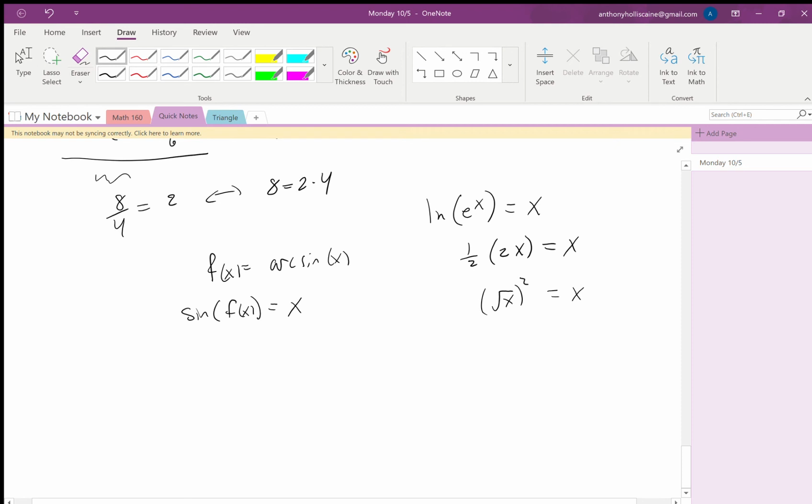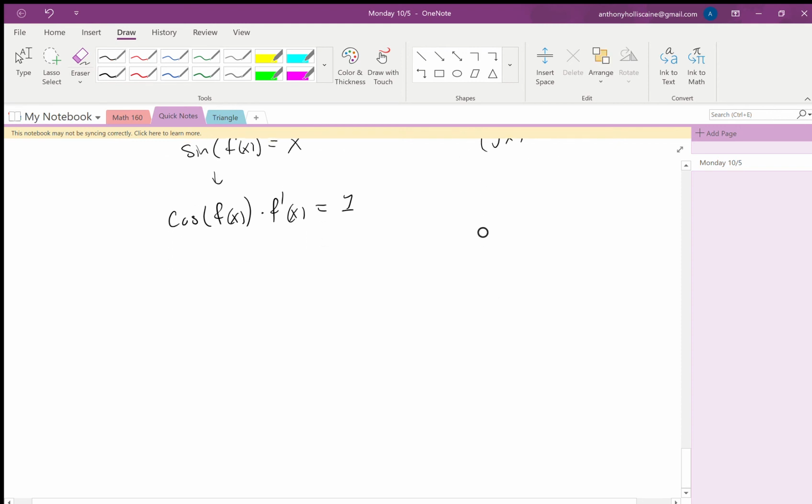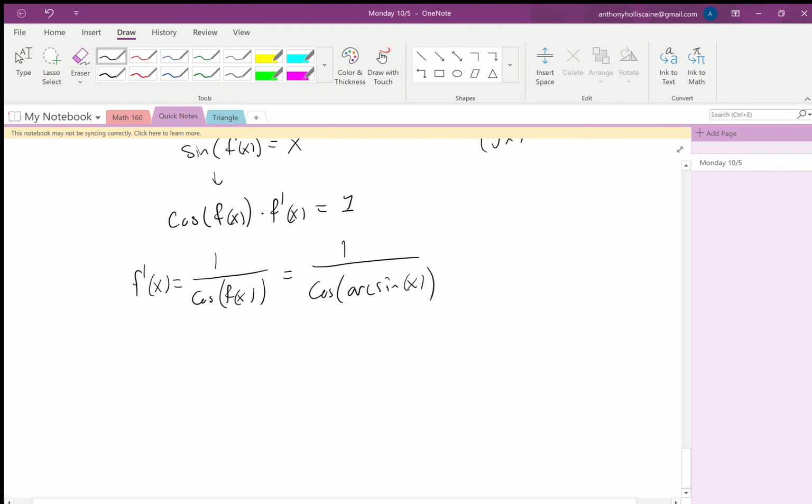And now I take the derivative of both sides. So the derivative on the left requires the chain rule. So I have cosine of, keep the inside the same, times the derivative of the inside equals, and now I take the derivative of the right hand side, which is 1. And now I solve for the thing of interest. So f prime of x is equal to 1 over cosine f of x, which is to say it's 1 over cosine of arc sine of x.